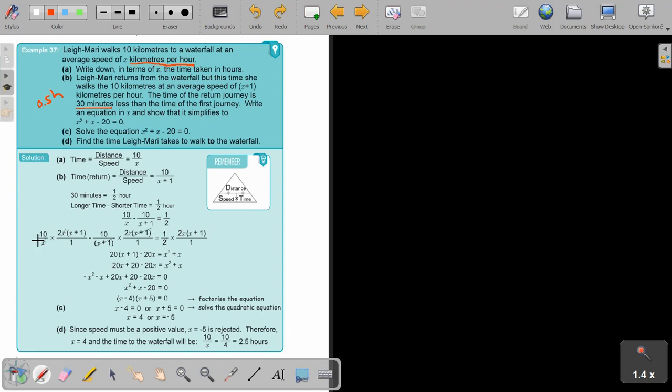And now it's just an algebraic fraction equation. So multiply by the LCM, cancel out, and then you get there and you factorize, and now you get two values. One is 4 and one is negative 5. But again, since speed must be positive, you reject the negative 5. So therefore x is 4, and what is to find? The time to the waterfall. So it's 10 divided by x, that was to the waterfall. So 10 divided by 4, and that's 2.5 hours.